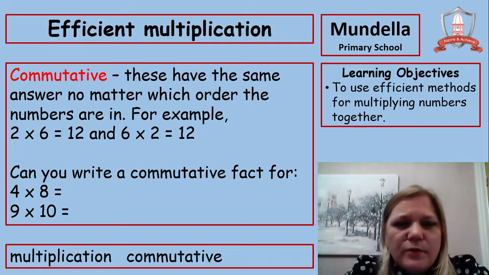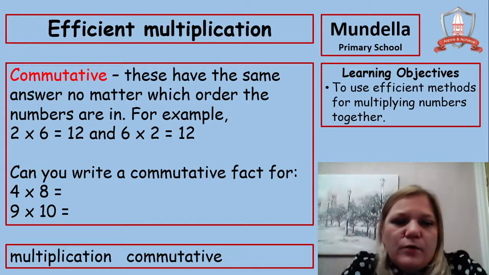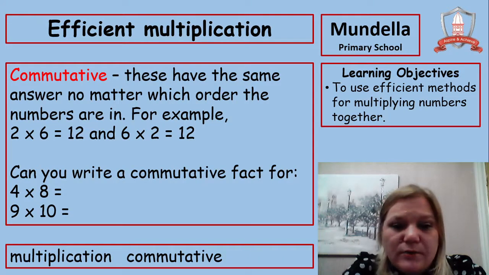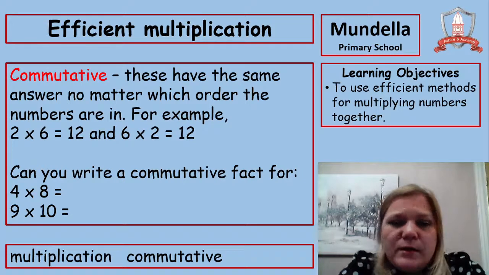So we're going to think of some commutative facts. Numbers don't have to be multiplied together in any particular order. So 6 times 2 equals 12, and you can switch the 6 and the 2 around to have 2 times 6, which is also 12. I wonder if you can write a commutative fact for 4 times 8 and 9 times 10. Pause the video and have a go now.